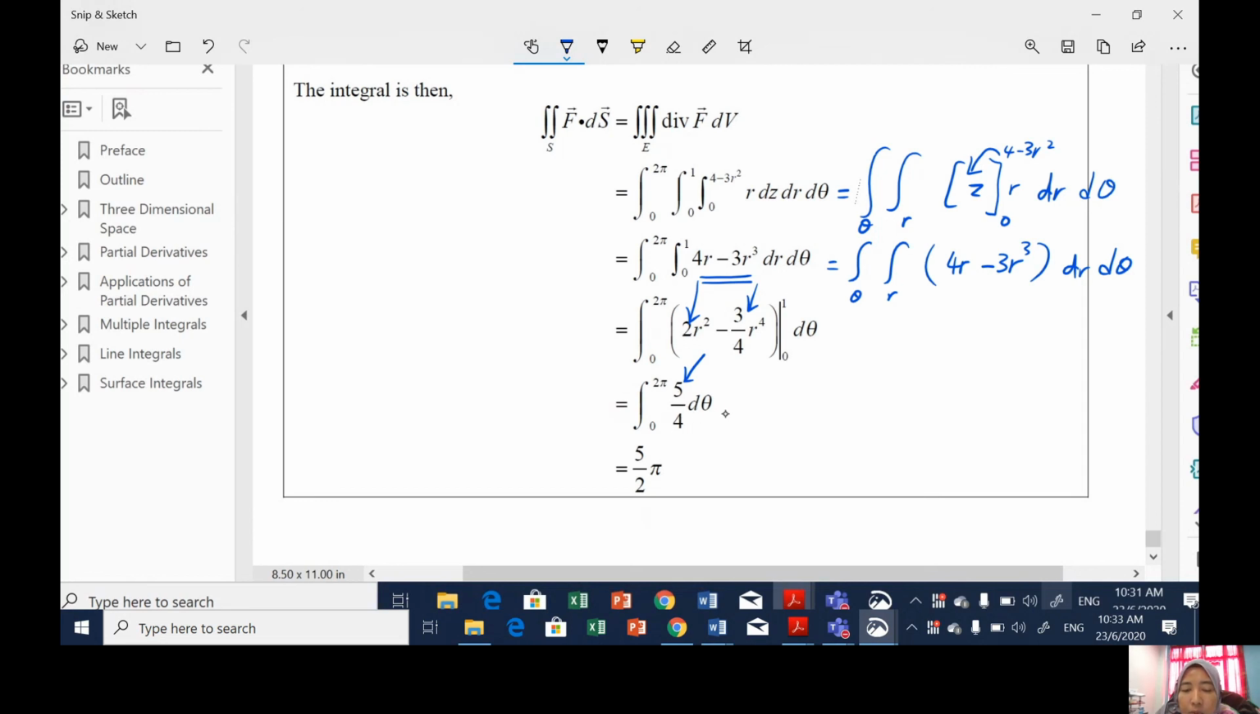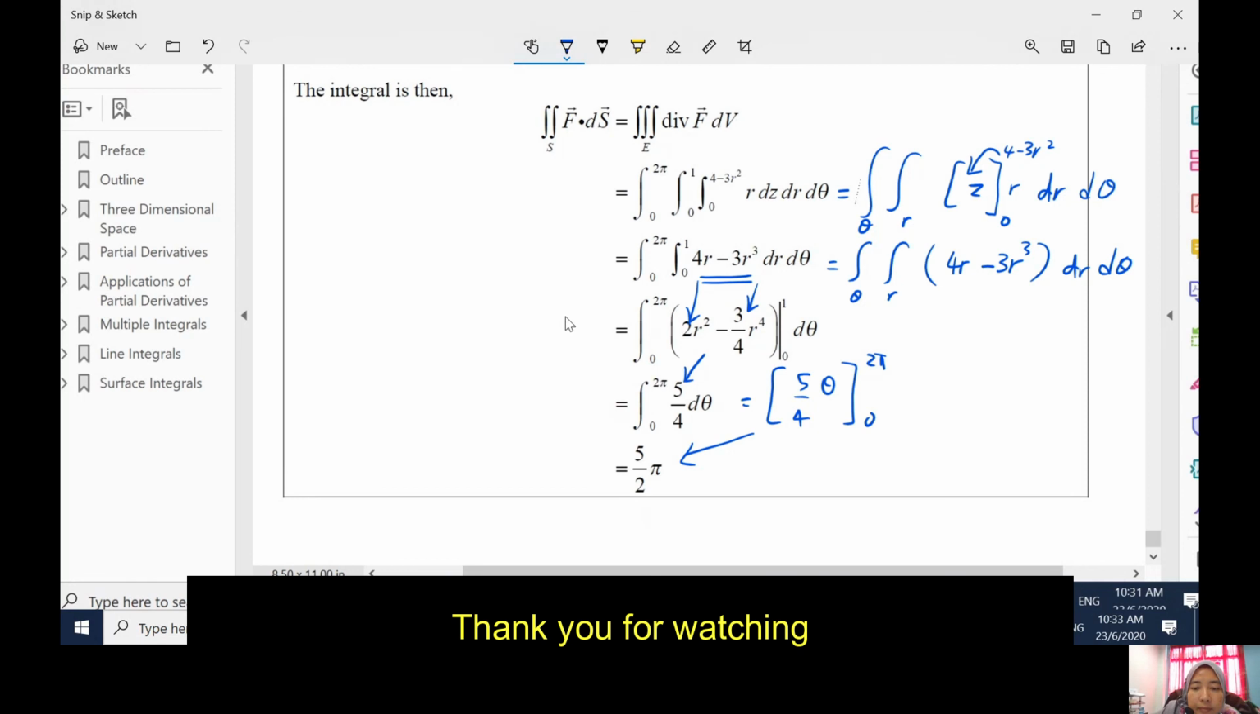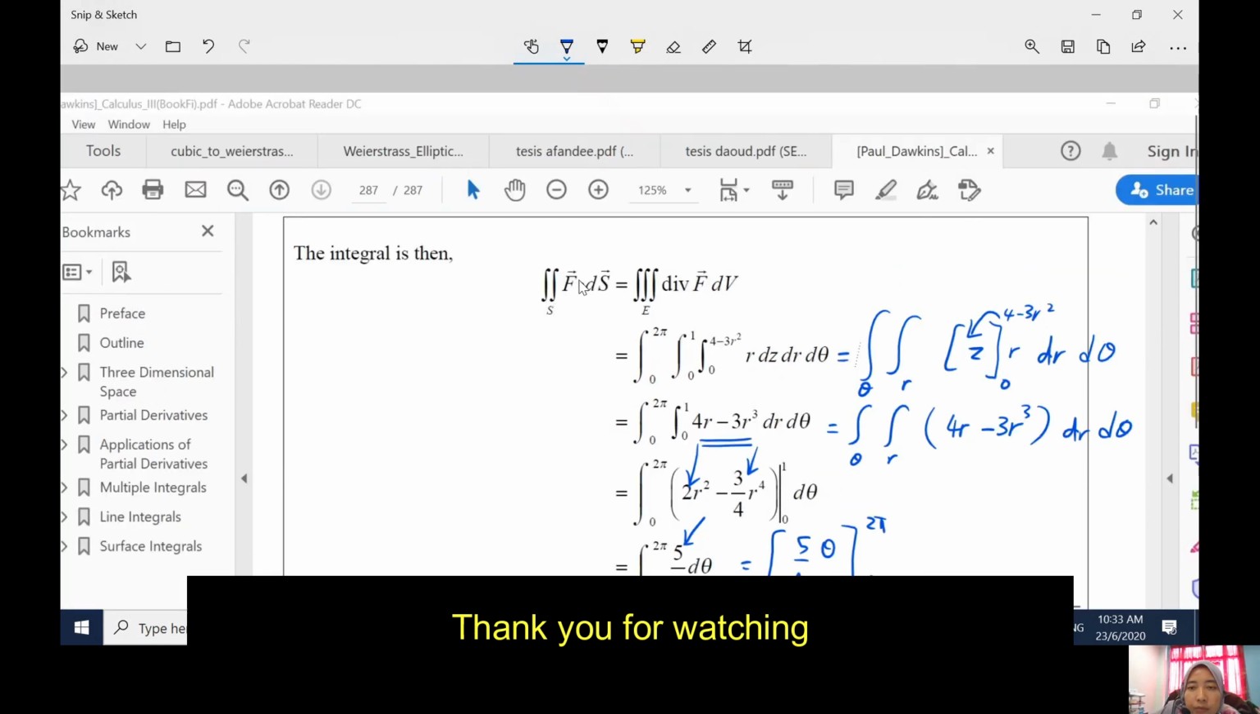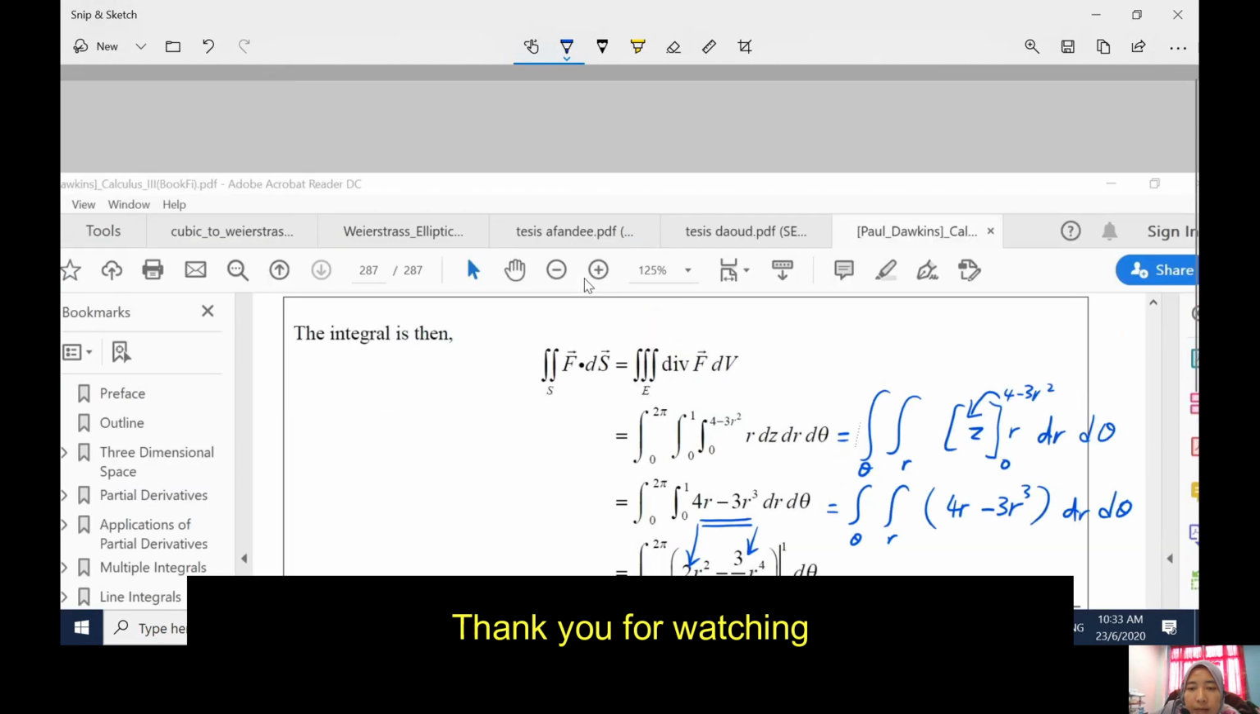Integrate this with respect to theta, then we have 5 over 4 theta. Then we substitute when theta is 2 pi and 0. Finally, we have this result. So this is an example for the divergence theorem. If there is any part that you don't understand, please ask me.